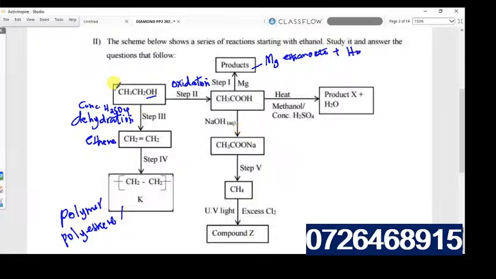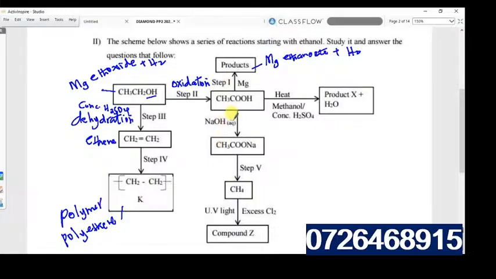But when ethanol is reacting with magnesium or any metal, it forms magnesium ethoxide plus hydrogen gas. So that is the difference. Ethanol will react with magnesium to form a salt called magnesium ethoxide, while ethanoic acid will react with magnesium to form magnesium ethanoate. So that is the difference.